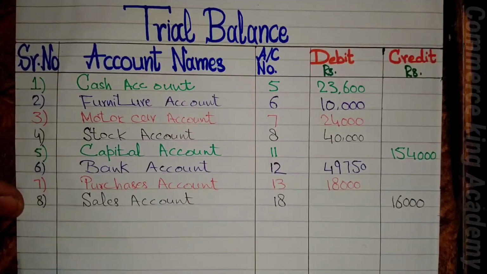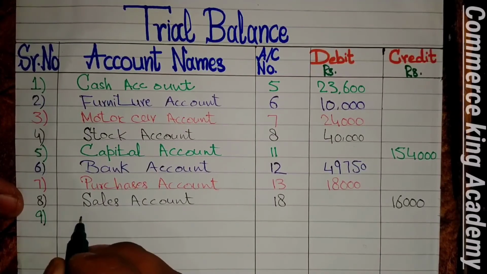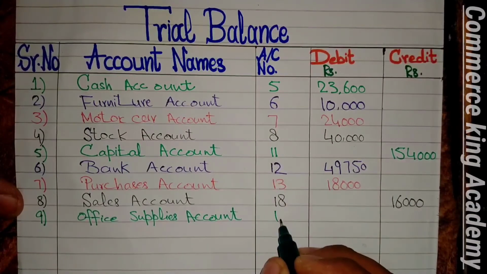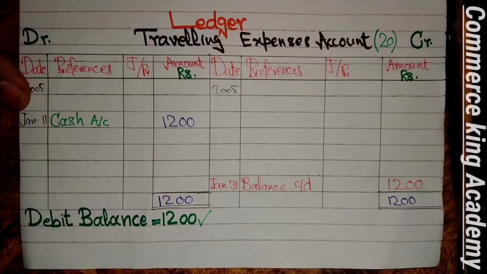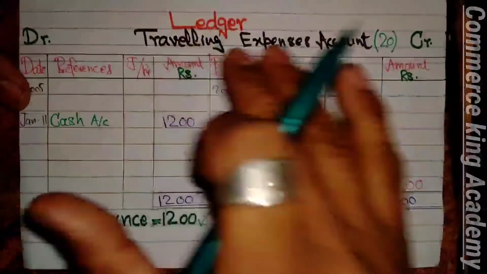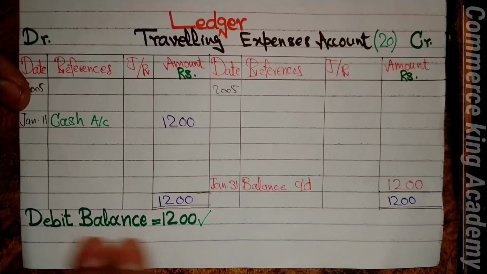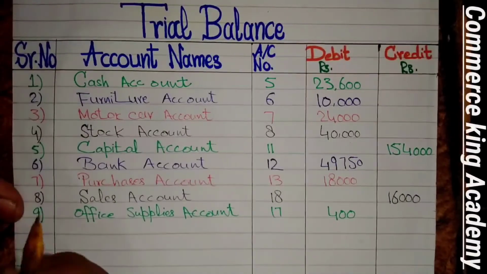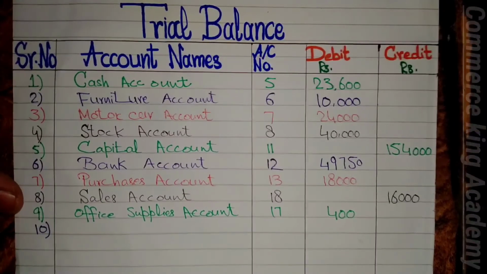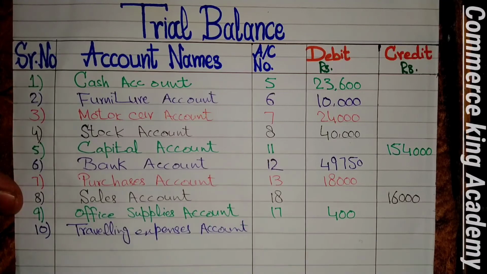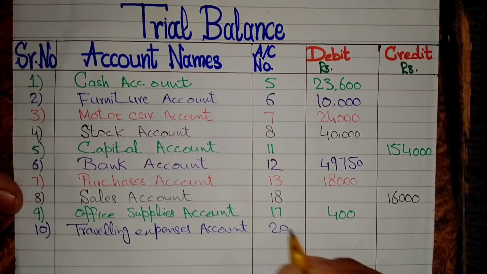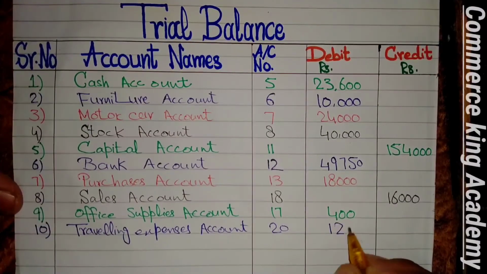Serial number 9, office supplies account, has ledger folio number 17 and debit balance 400 rupees. Next account is ledger of traveling expenses account, which has a debit balance amounted 1200 rupees. Serial number 10, account name traveling expenses account, ledger folio number 20, debit balance 1200 rupees.